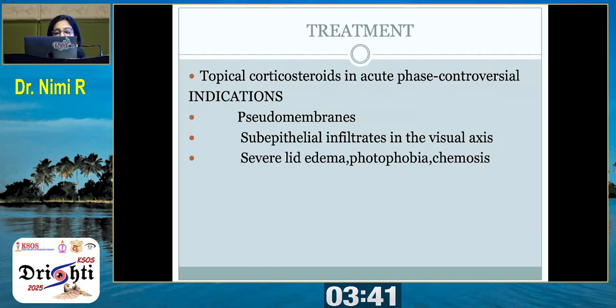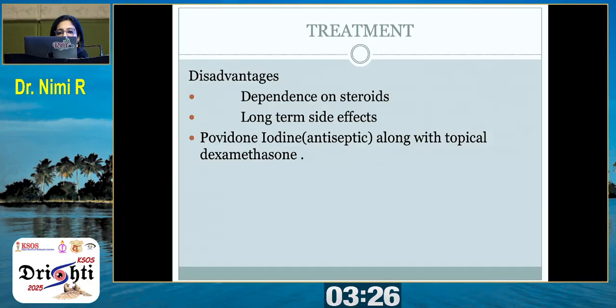In the acute phase, topical corticosteroids are controversial. Indications include the presence of pseudomembranes, subepithelial infiltrates in the visual axis, and severely symptomatic patients with severe lid edema, photophobia, chemosis, etc. Disadvantages of using topical corticosteroids: the lesions may recur on stopping the steroids, and long-term side effects like cataract and glaucoma can occur. So it has to be discontinued.